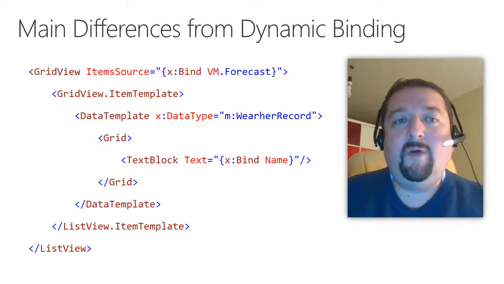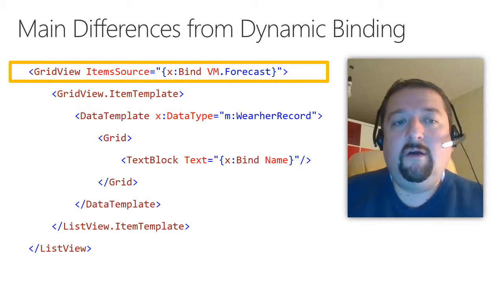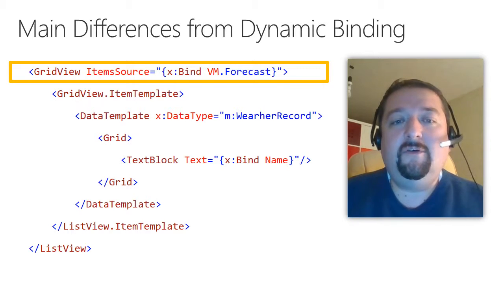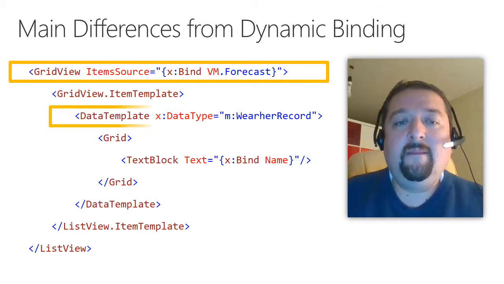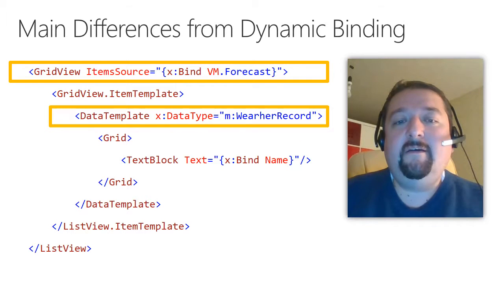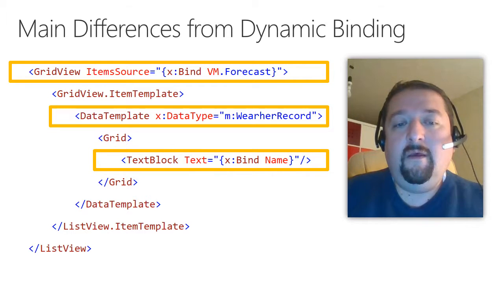Let me reiterate once more the differences between the two bindings. First of all, you need to specify the precise name of the field. So it's vm.forecast. Then you need to specify data types if you are using it inside the template. And otherwise, it's basically the same as traditional binding.